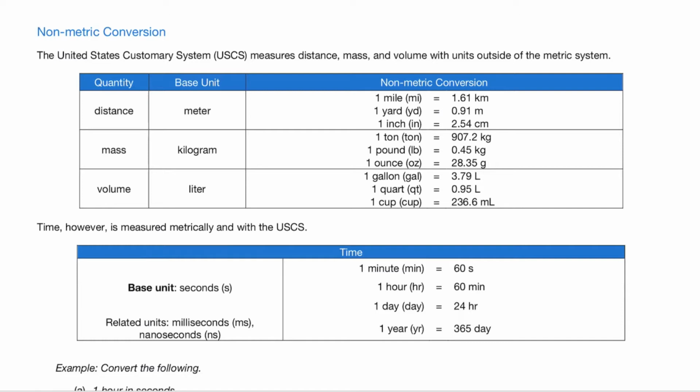Now, some important ones to notice are that a yard is about the same distance as a meter, an inch is about 2.5 centimeters, 1 pound is about half a kilogram, and 1 quart is about the same as a liter. Now, time is measured the same in the metric system and the US system.